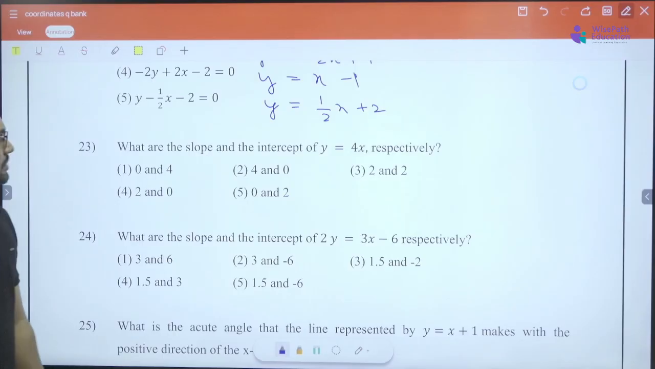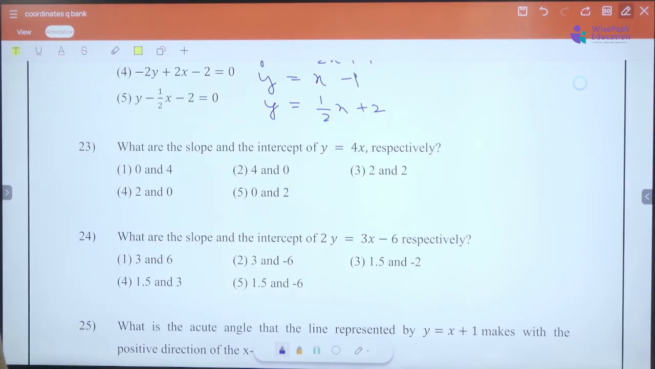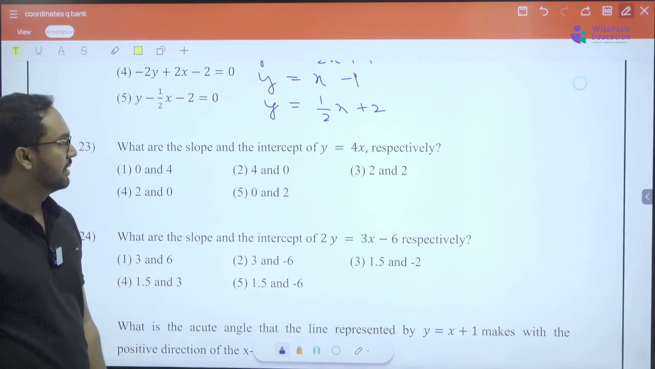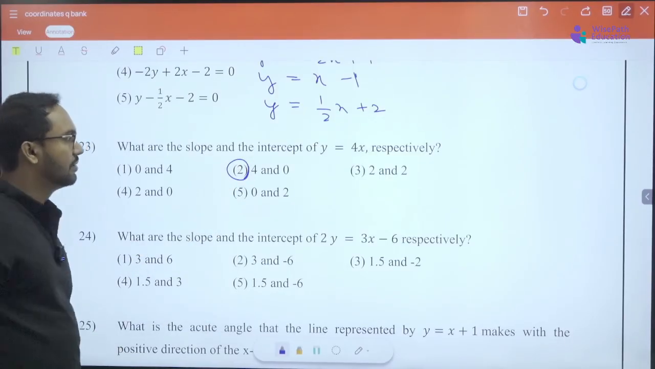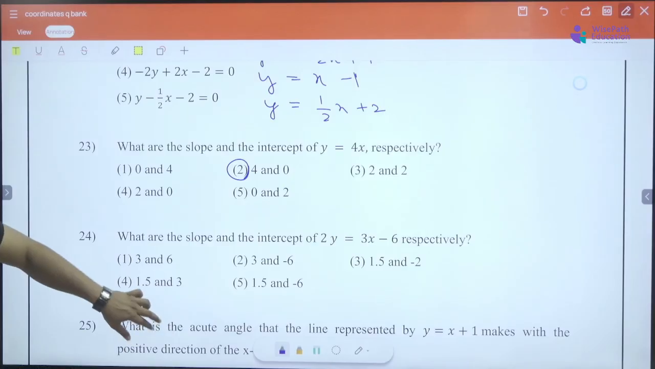23. What are the slope and the intercept of y equals 4x respectively? So there is no intercept, right? No c is there. If there is an intercept, it should be y equals mx plus c. No plus c is there. So the gradient is anyway 4. So it's 4 and 0, right? The slope is 4, intercept is 0.